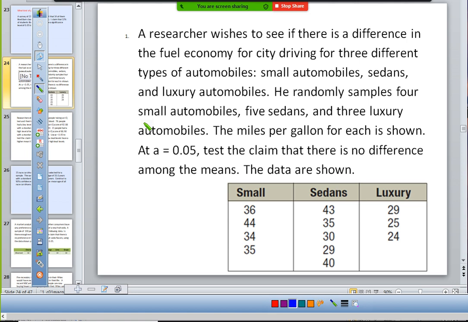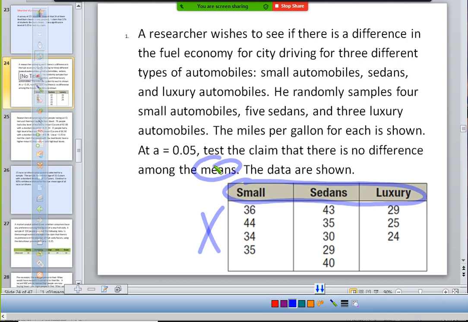What do you guys think? What kind of problem is it? I have categories, labels, but I don't have anything along the side. So it can't be a matrix because I don't have anything on the side. Oh, and then there's a mean. So because I've got 3 categories with things down below it, this has to be ANOVA.